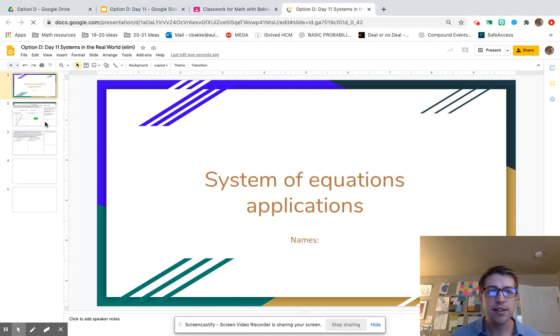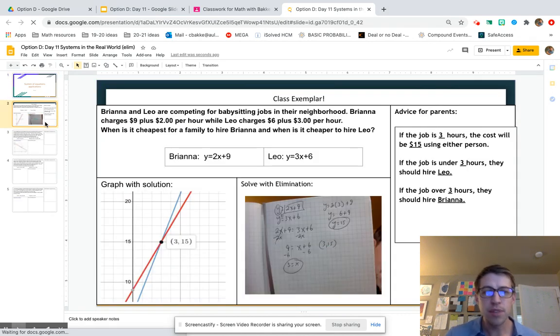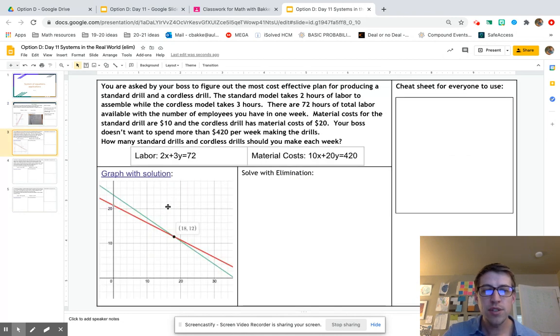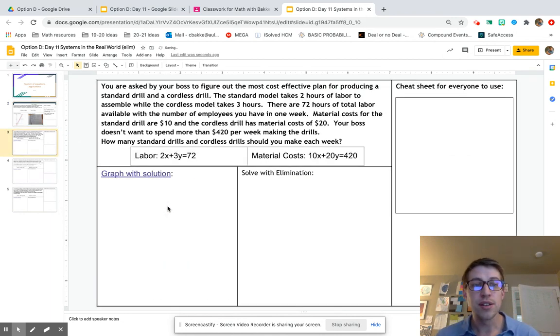The first slide is just the exemplar, where you still need to make sure you have that nice graph with a picture of your awesome algebra right next to it, and then your advice that explains what you got for X and Y in context of the problem. So we're going to do this first one together so you guys understand and remember what to do. Then you guys will do these other two on your own.